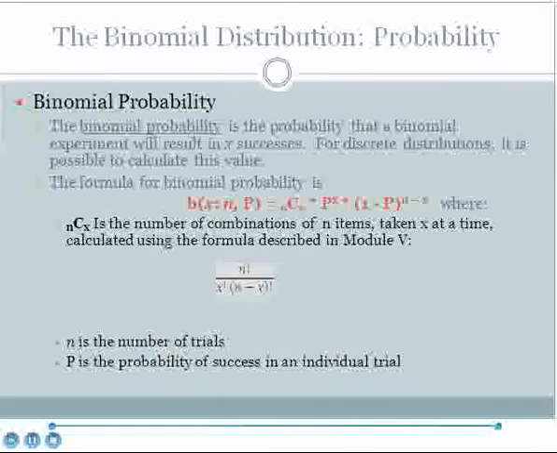nCx is multiplied by the probability of success raised to the x power, that is, the number of successes of interest, times 1 minus p raised to the n minus x power.